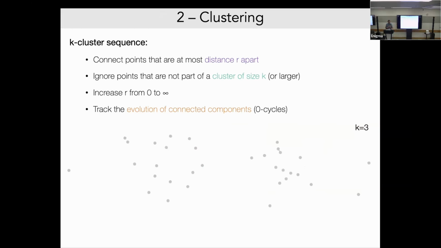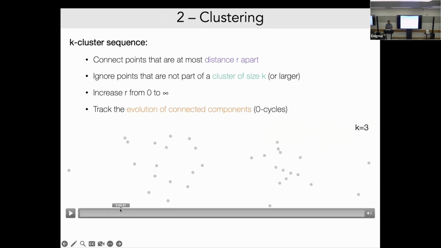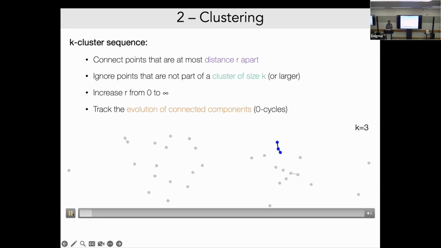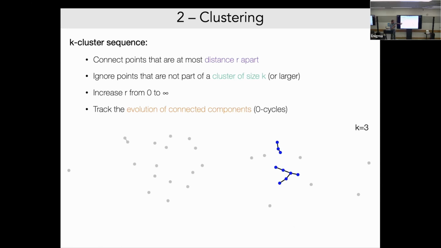There are several reasons why we do that. And then we increase the value of R, so we add more and more edges this way. And we want to track the evolution of the components, which in homology are the zero-dimensional cycles. So the sequence is like that. Everything gray is not being considered at the moment. Whenever you have points that belong to a cluster of size 3 or more, they will show up with the edges. Everything else is ignored. So there's an edge here, but we don't see it. We ignore it.